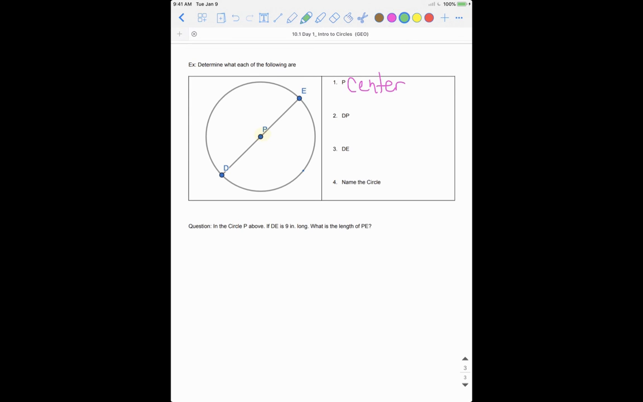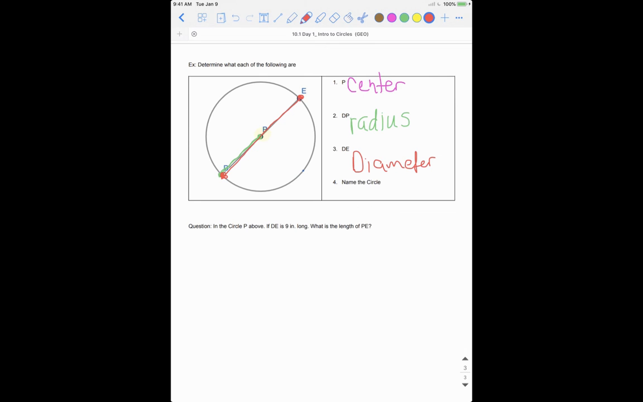Okay, let's move on. Then we have DP, right? So DP is the segment that goes from point D to point P. And we've got to think, okay, well, what's that segment doing? It's going from the center out to the edge of our circle. So if we look back at our definitions, the thing that DP would be is a radius. Okay, so next we want to look at what DE is. DE goes through point P, but it's from one side of the circle to the other. So DE is our diameter.